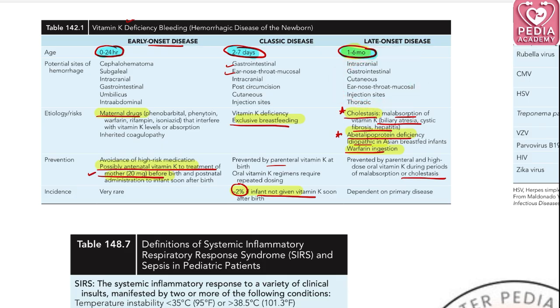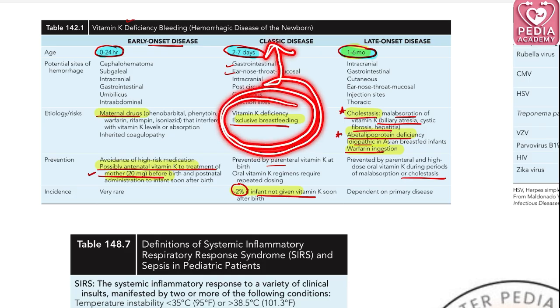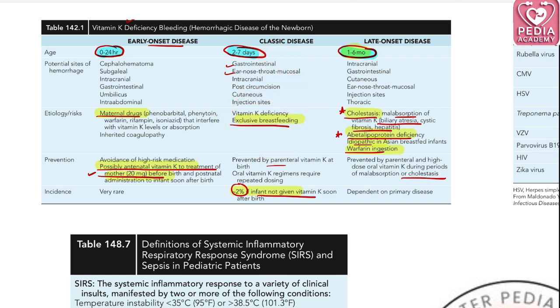These are the sites. What are the etiologies? They'll ask maternal drugs are etiology for early onset disease. This was a previous NEET SS question. Vitamin K deficiency in exclusively breastfed infants is the cause of classical vitamin K deficiency. Cholestasis, malabsorption, abetalipoproteinemia, and idiopathic warfarin ingestion are the causes of late onset vitamin K deficiency.